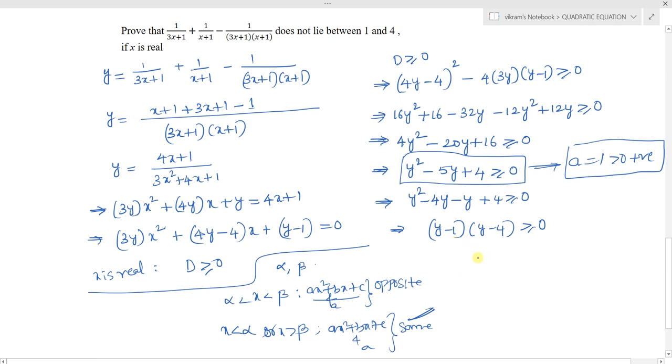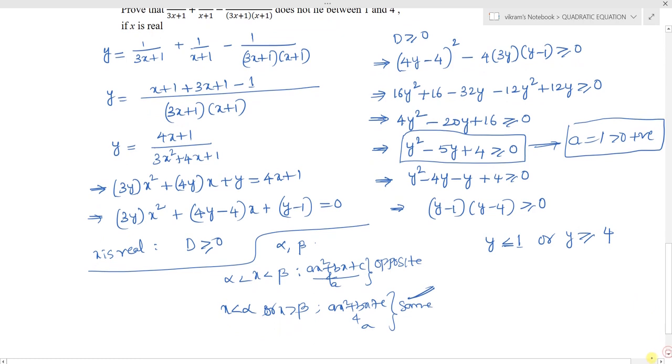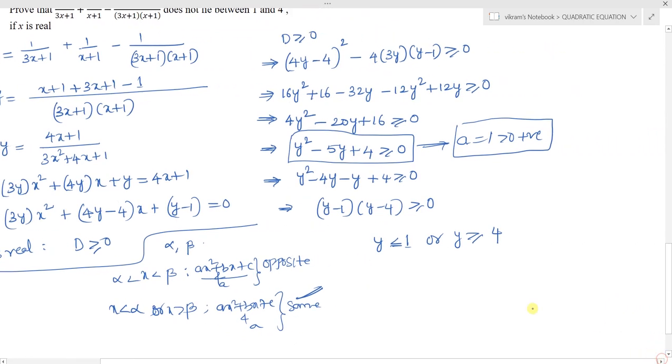When will they have the same sign? Here, with the equality included, y is less than or equal to 1 or y is greater than or equal to 4. Now we get y square minus 5y plus 4 greater than or equal to 0. So what is the range? Our required range is y less than or equal to 1 or y greater than or equal to 4. On a linear scale, over here it is 1 and over here it is 4.